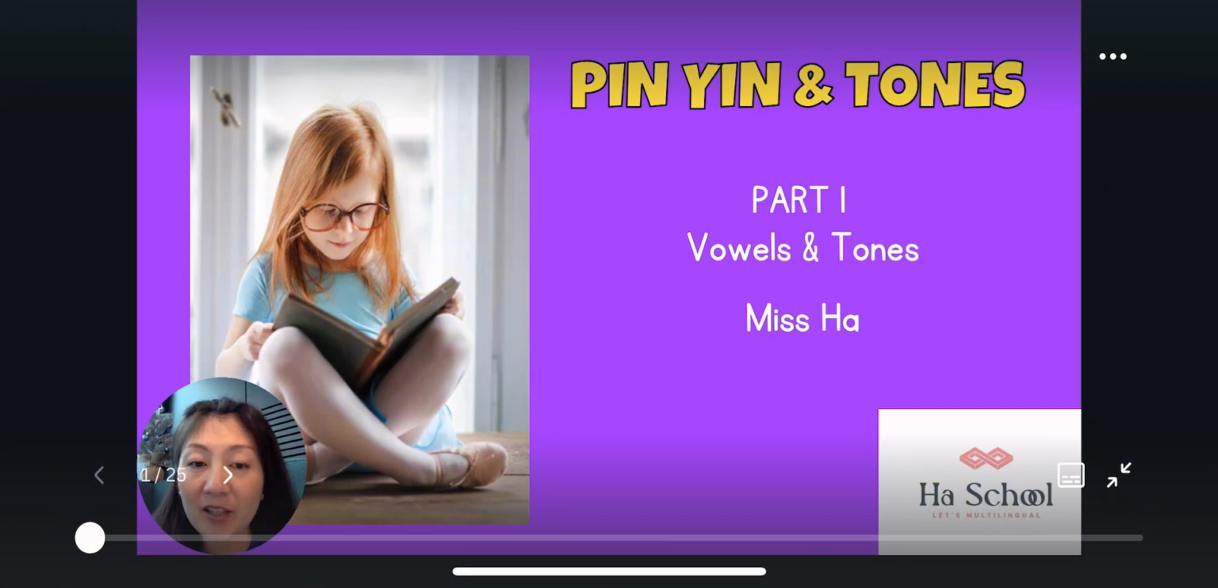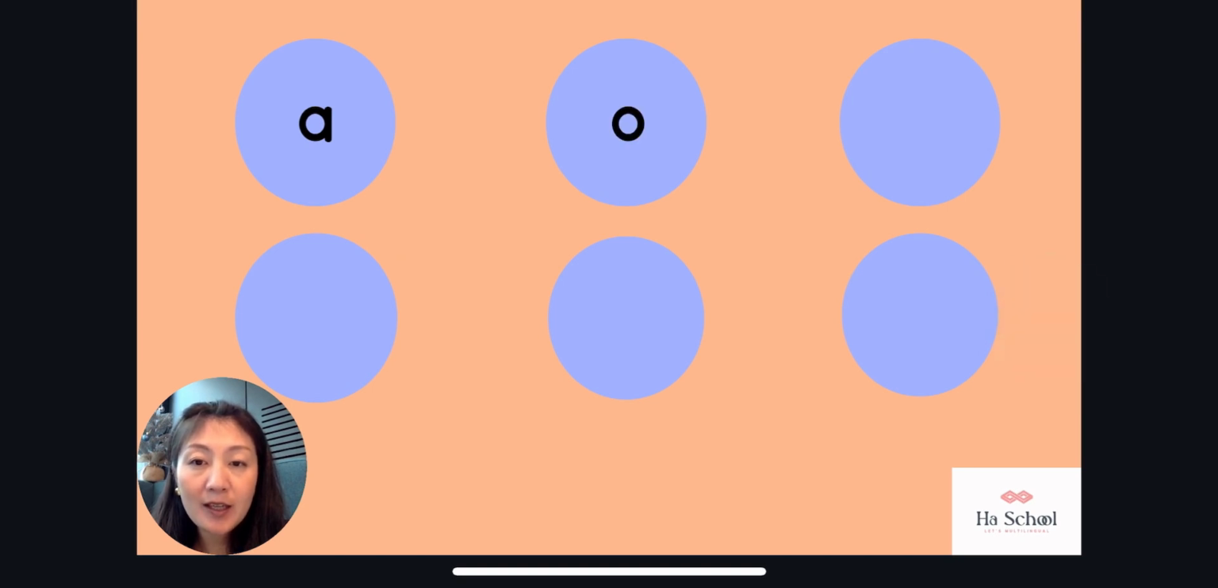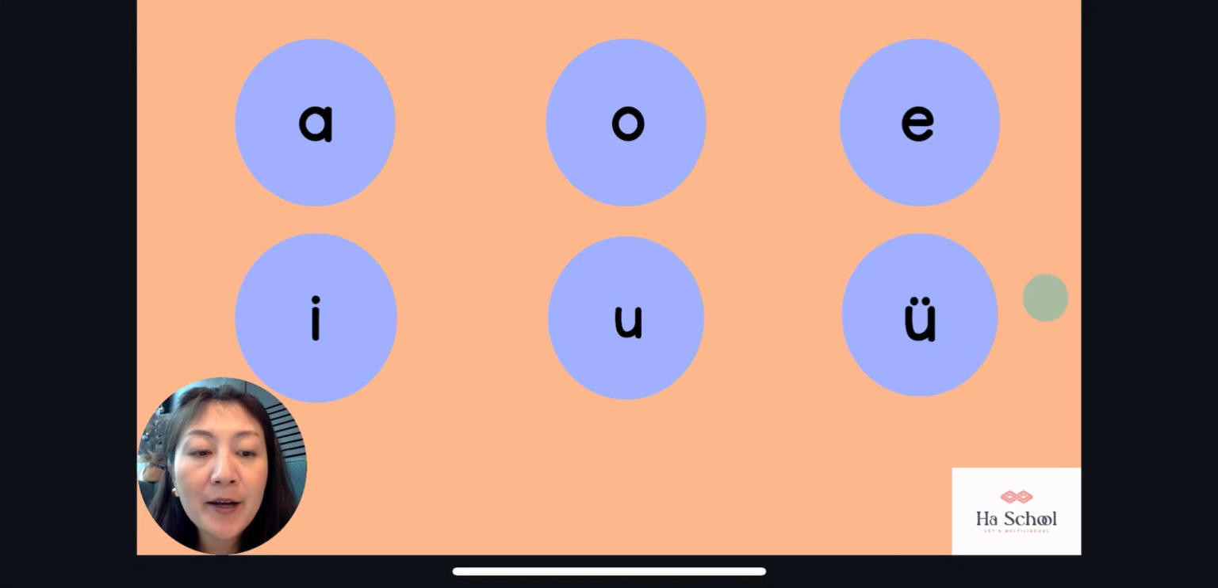Chinese has many dialects, just like there are many languages in India. Mandarin Chinese is the standard language spoken in China, which is based on the Northern Chinese accent and vocabulary. In Mandarin Chinese, there are 6 vowels, as you can see here: a, o, e, i, u, yu.